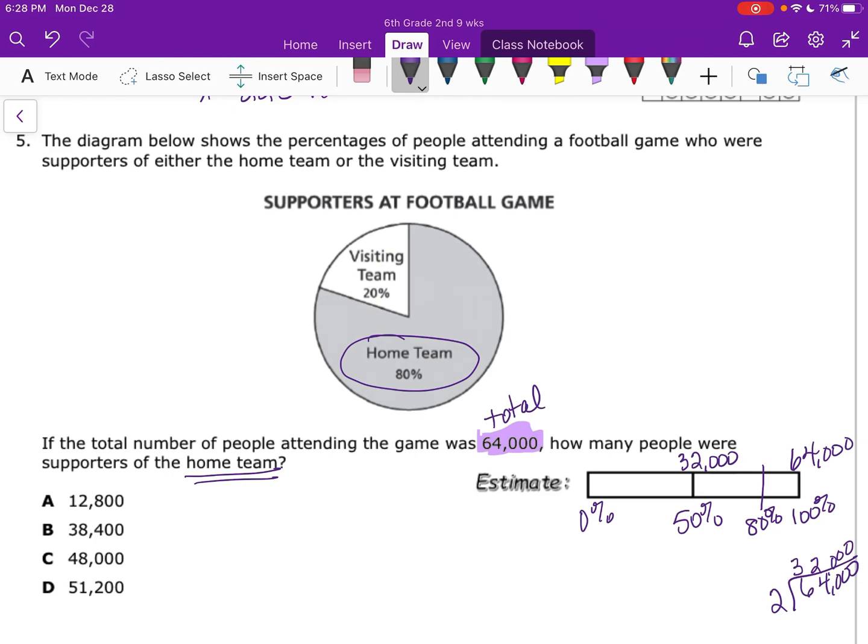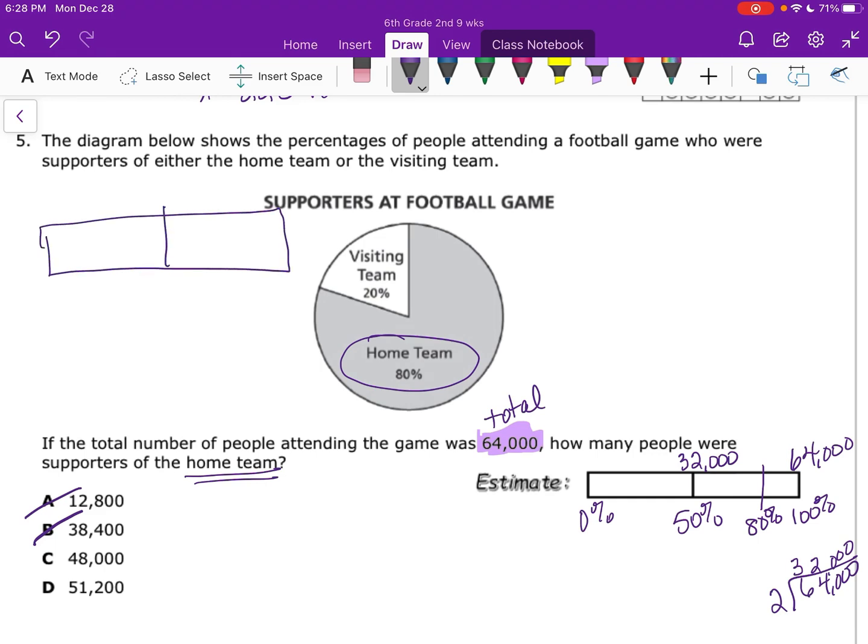So with that, which ones can we eliminate? We can eliminate A. I really feel like we can eliminate B too, because 38 is really close to 32. And we know our answer's got to be closer to 64. We could probably eliminate 48 too, but that might be pushing it, because 48,000 and 51,000 is not that far apart. Okay? All right, so which way do you want to do it? Do you want to do it with your percent bar, or do you want to do it with your proportion? All right, you choose. I'm going to do it both ways. You choose. Pause the video and do it the way you choose.